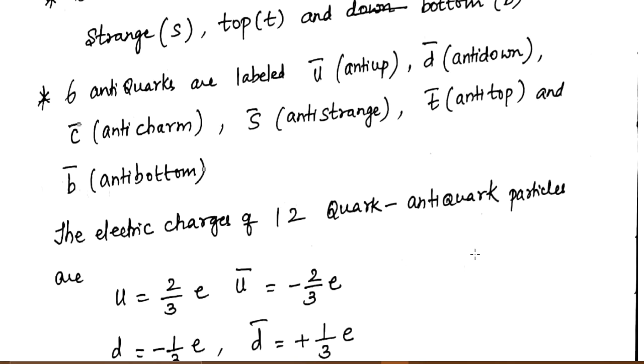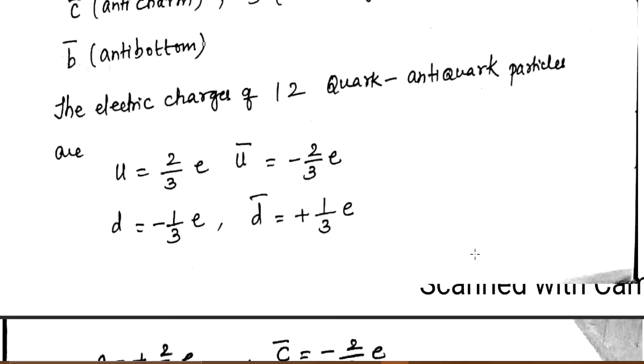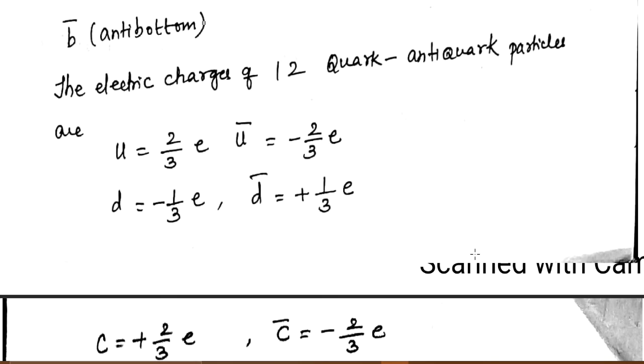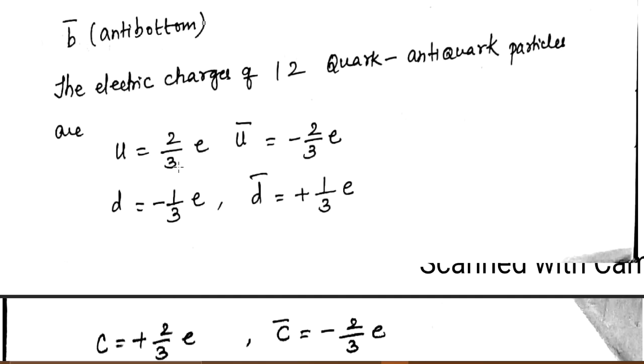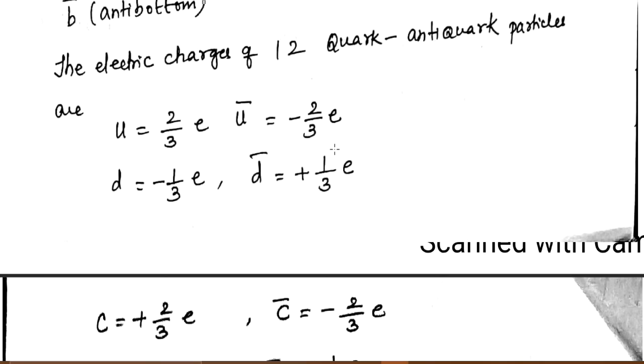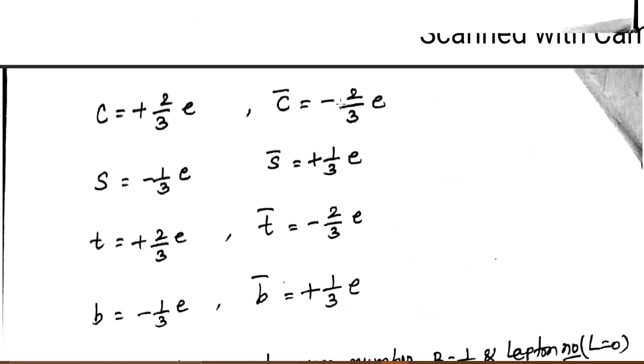So thus there are 6 quarks and 6 anti-quarks. Totally there are 12 quark particles inside the nucleus of an atom. The electric charges of these 12 quark and anti-quark particles are as follows, and you have to remember all these things. U equals 2 by 3 times E. U complement is just the opposite of it, minus 2 by 3 into E, and D is equal to minus 1 by 3 into E. D complement is plus 1 by 3 into E.